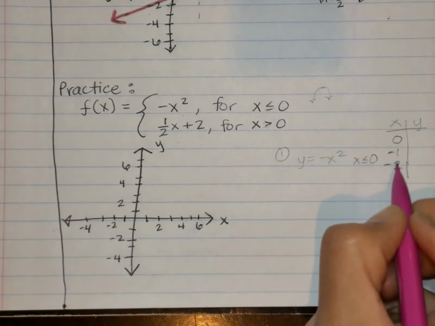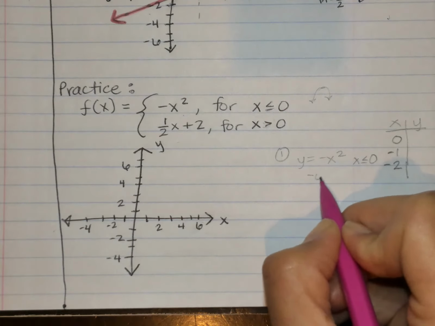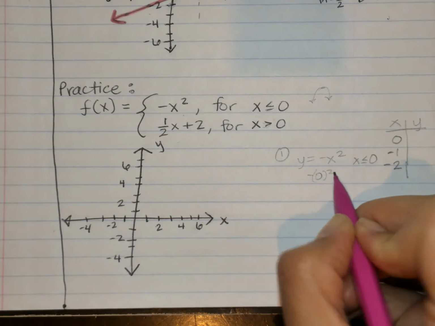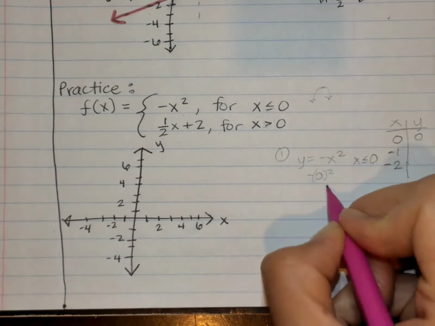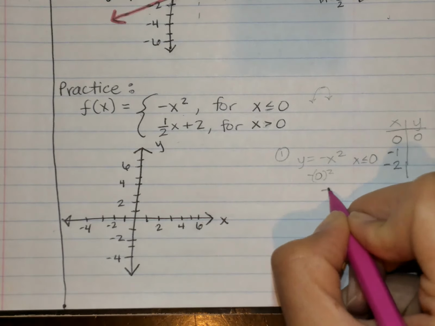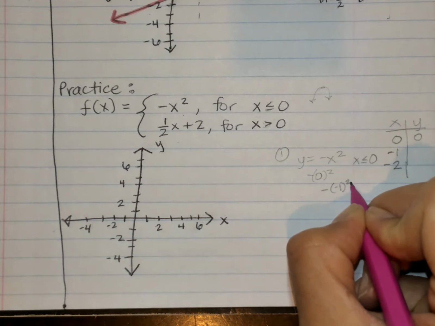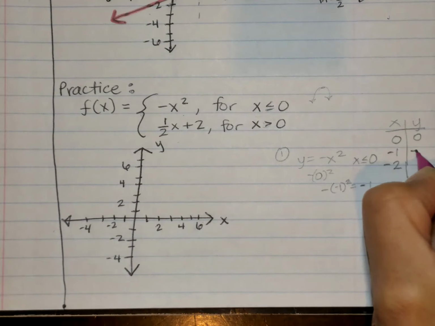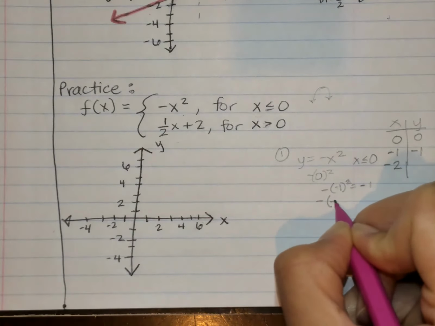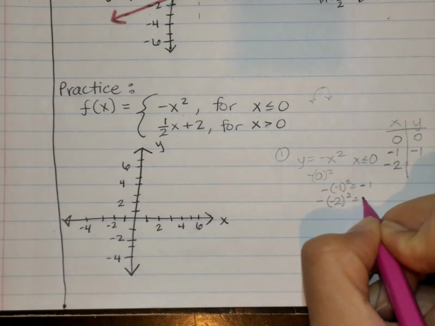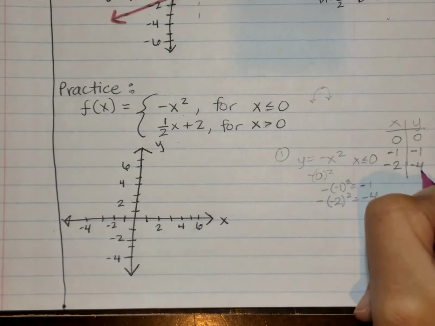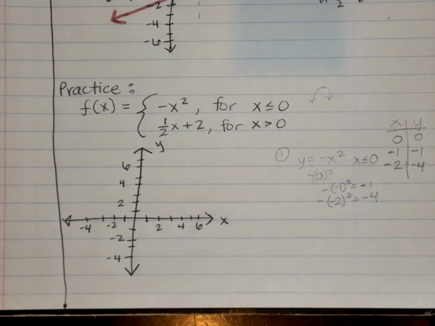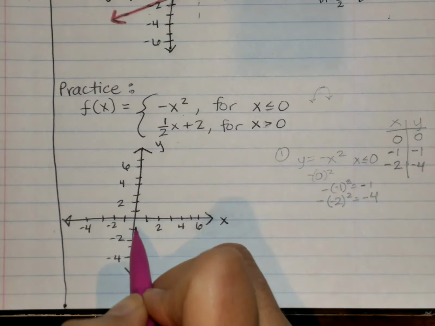So I can just plug in those values for x. So -0 squared is 0. Then I plug in -1, -1 squared is 1, but it's negative, so -1. Then I've got -2 squared, -4. So those are some points I can use to graph. So I'm going to go to my graph now.